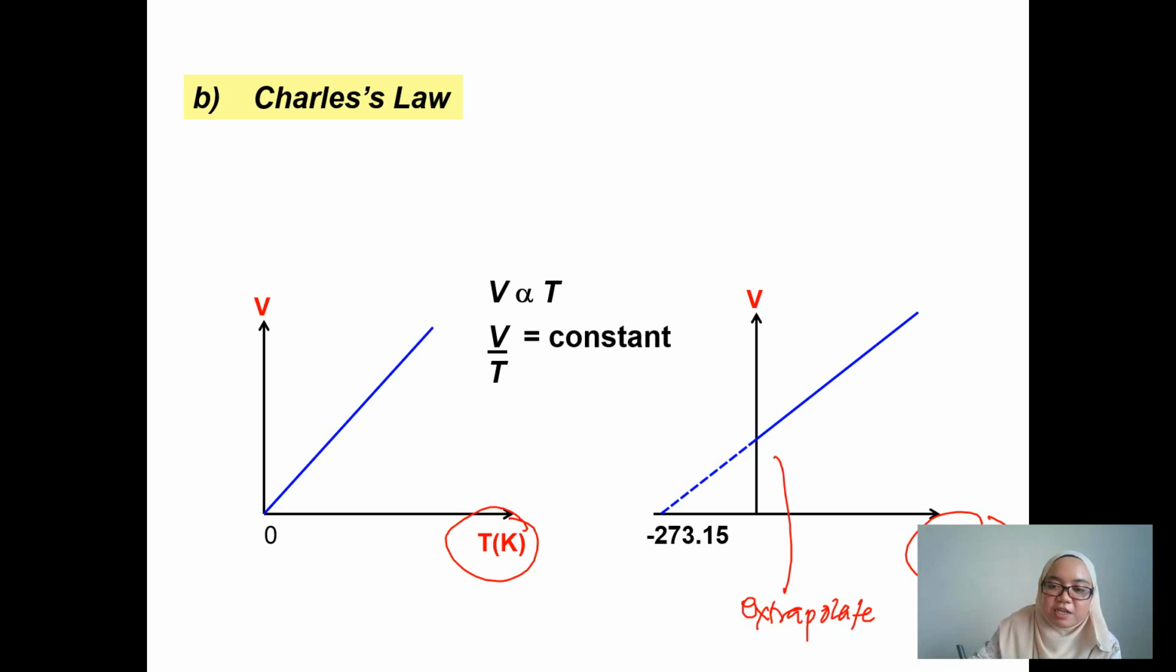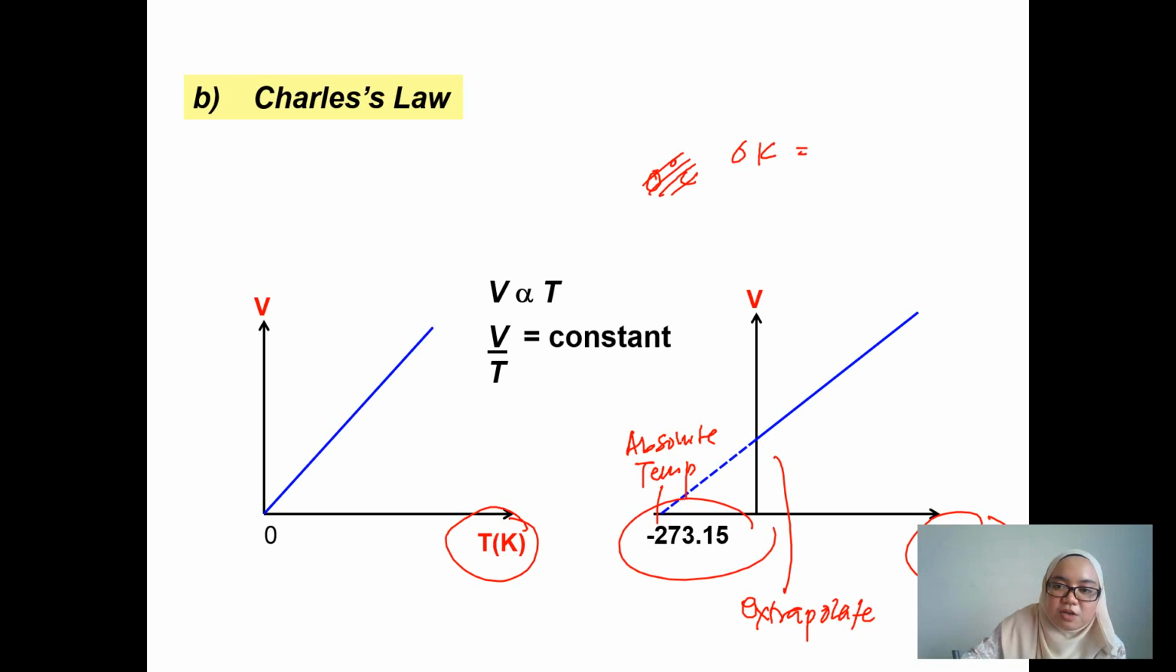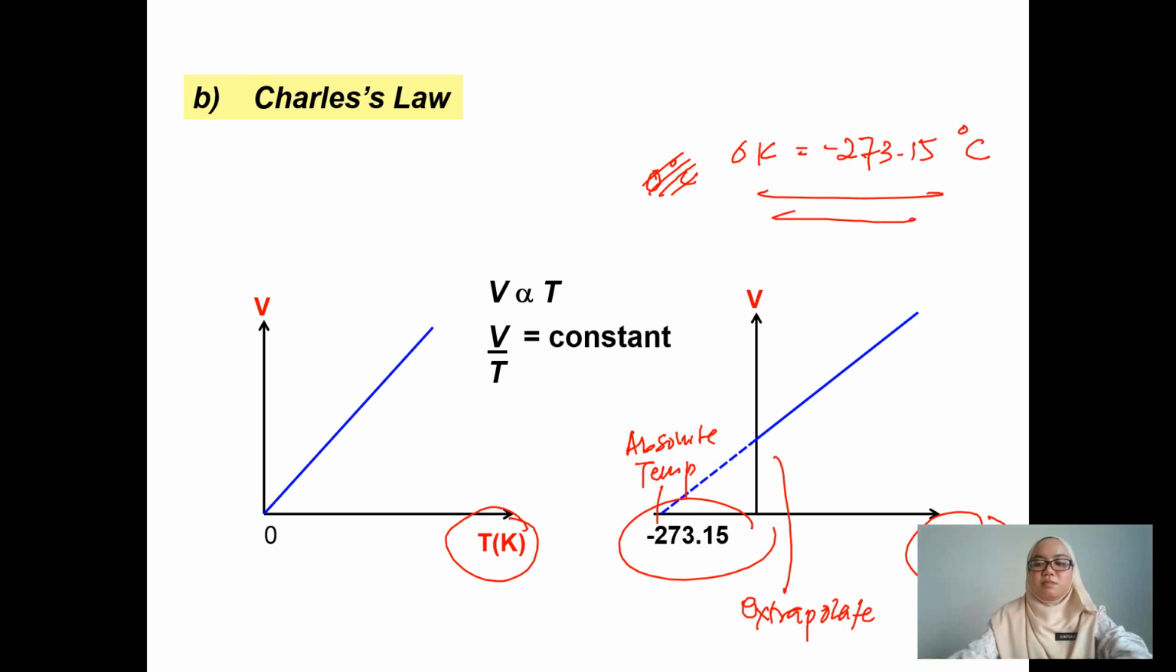So we move on to the negative side. So this is your absolute temperature, which is negative 273.15 Kelvin, because 0 Kelvin is equal to negative 273.15 degrees Celsius. Alright.